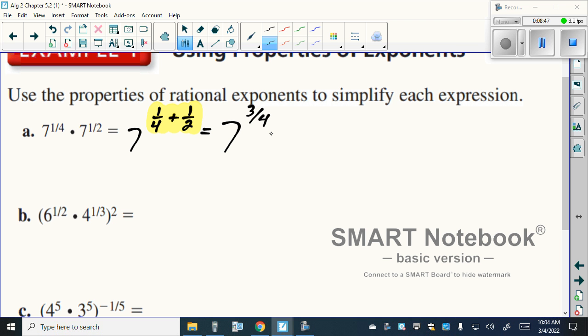And this here might be the final answer. We just need to check a few things. One, is our fractional exponent in lowest terms? Yes, we can't simplify it any farther than 3/4. There's no common number on top and bottom.